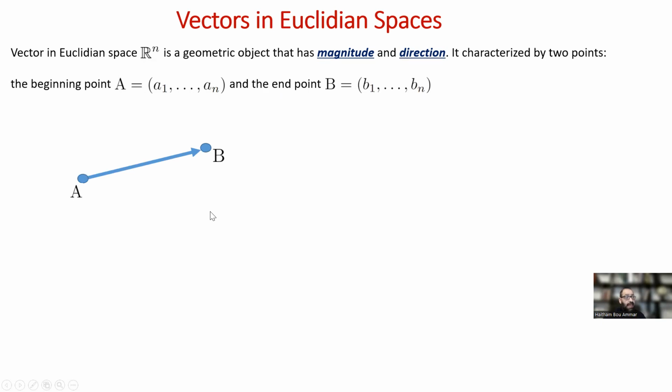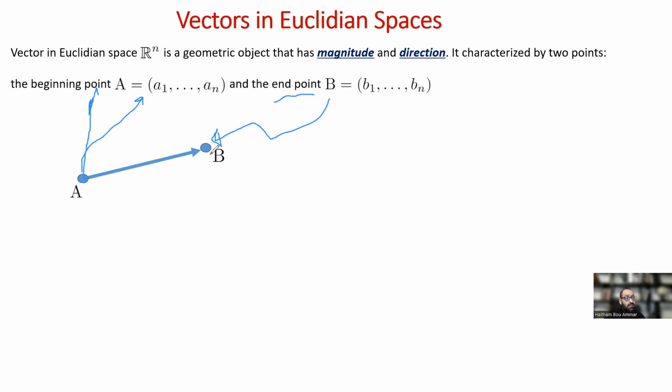So for example, take the vector between these 2 points A and B. You take the point A, which has certain coordinate values in the x direction, y direction, z direction, and so on. And you would take the same for the point B. And then you can define a vector between them, which starts at A, so that's the beginning point of that vector, and then ends at B.